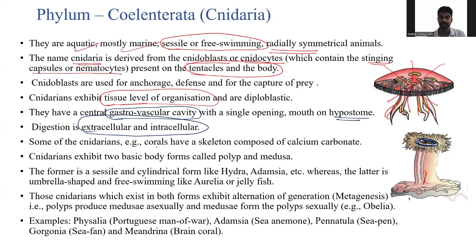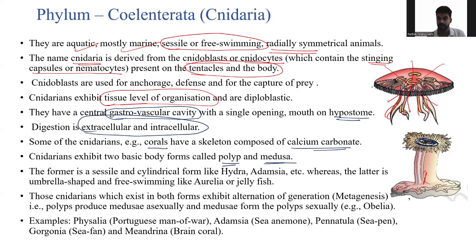Some of the Coelenterates, for example, corals, have a skeleton composed of calcium carbonate. That means the skeleton system is composed of calcium carbonate, which is very hard in nature. This is one point. Then the Coelenterata exhibit two basic body forms. One is polyp and the other one is medusa.